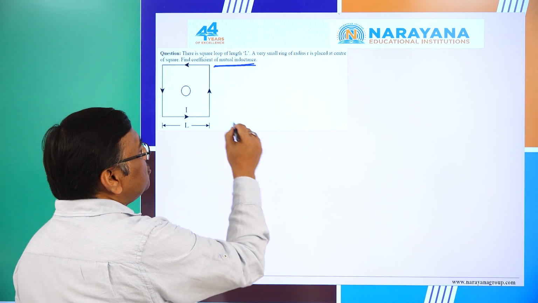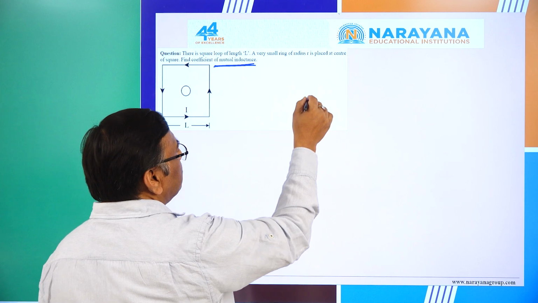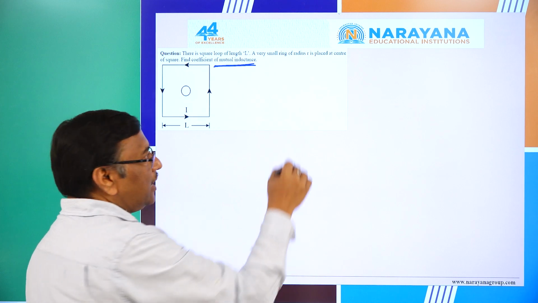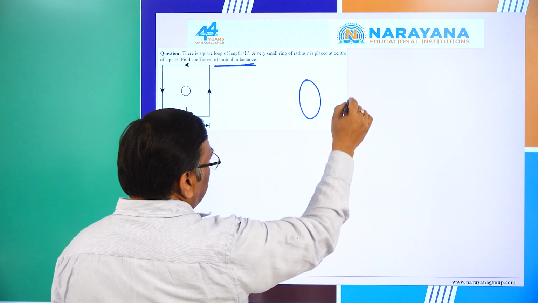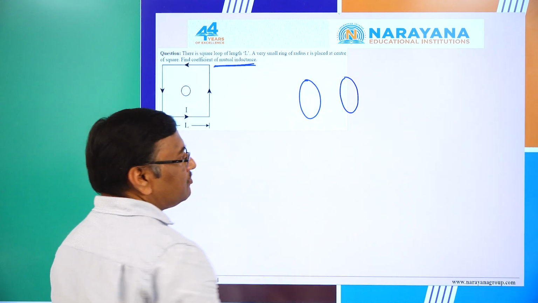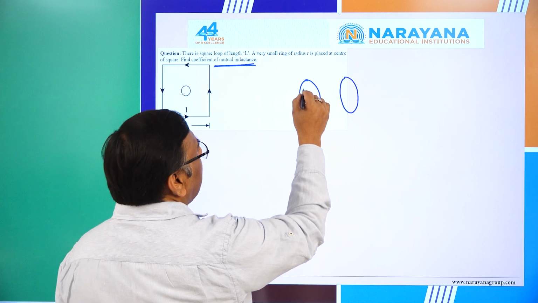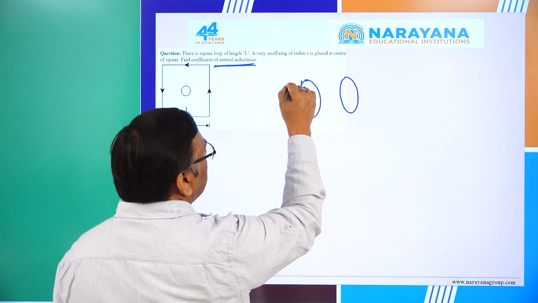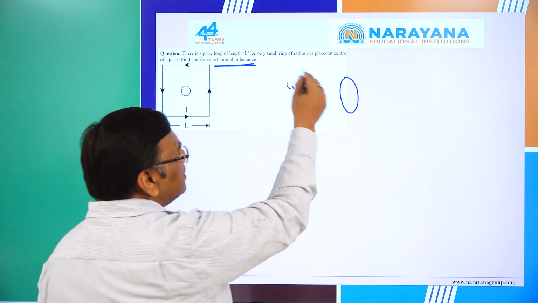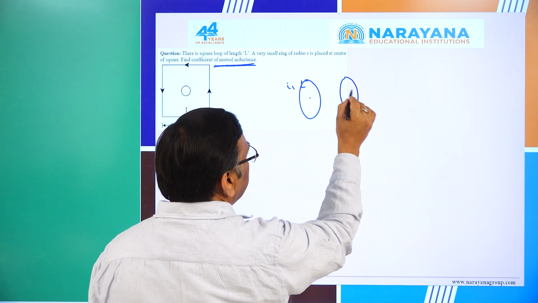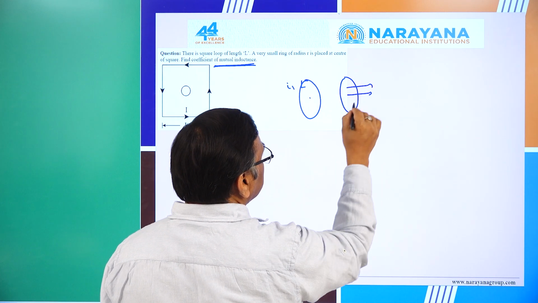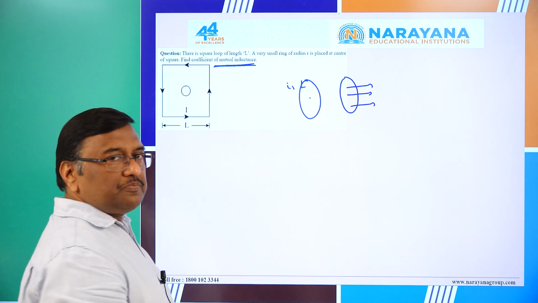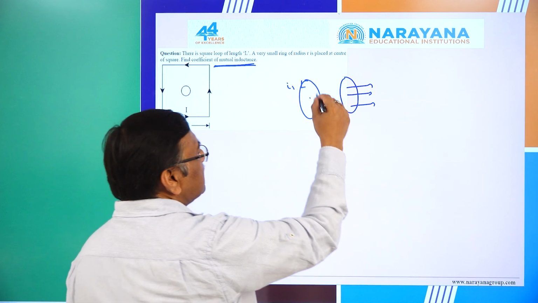If you want to find the mutual inductance, you know one thing: if there are two coils, one carrying some current I, and if I keep another coil in front of this, let us say some current I1 is flowing in this manner. Because of this, a magnetic flux is generated and this flux will pass through this coil. If it is passing through this coil, how much is the change?